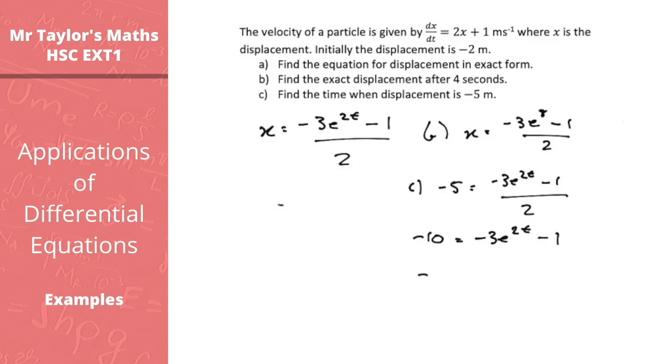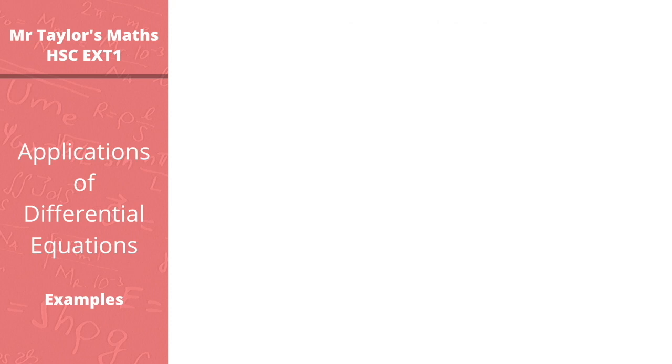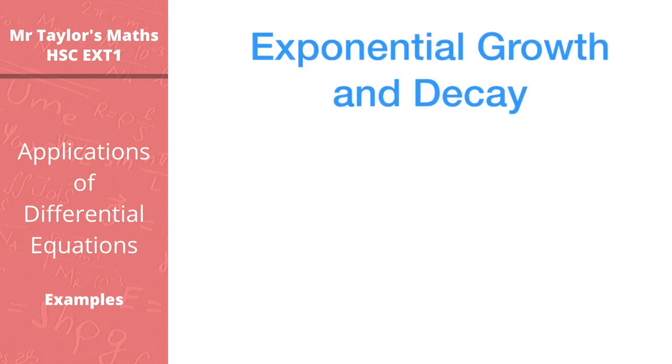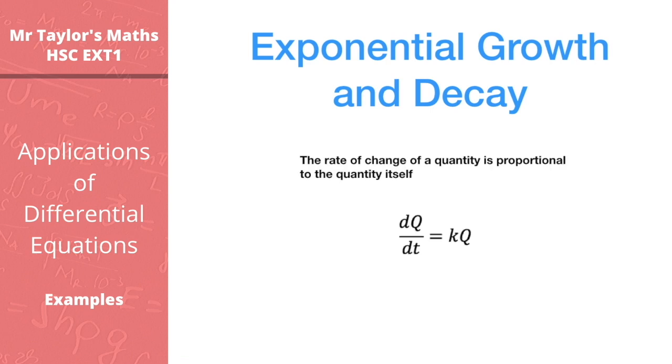Add 1. Divide by -3. So e to the 2t equals 3. And then take log and divide by 2. So that's going to be ln 3 over 2, which is approximately 0.549306.